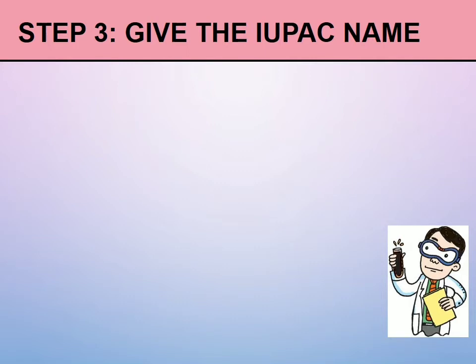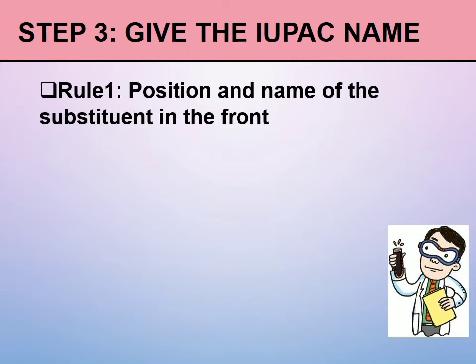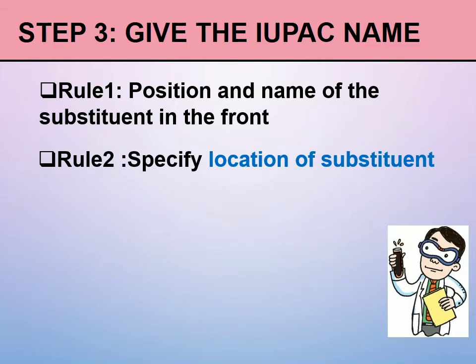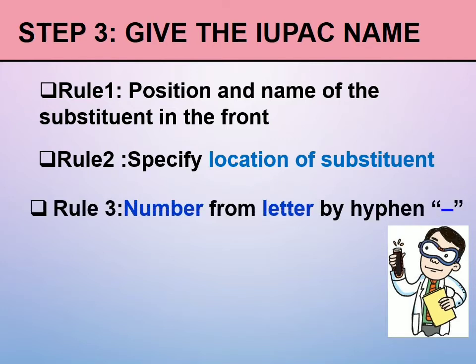Step number 3, we are going to give the IUPAC name to the compound. Rule number 1, the position and name of the substituent must be in front, so that is the prefix. Rule number 2, specify the location of substituents, which means that each substituent must have a number. And rule number 3, the number is separated from the letter by a hyphen, and numbers are separated by a comma.